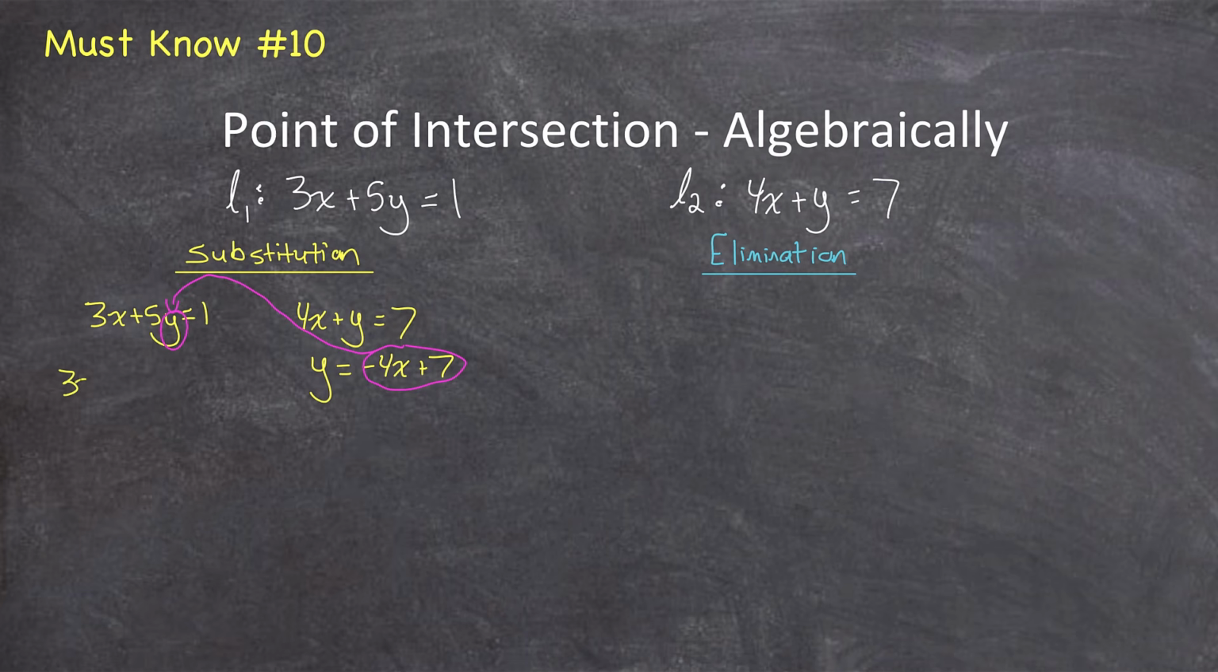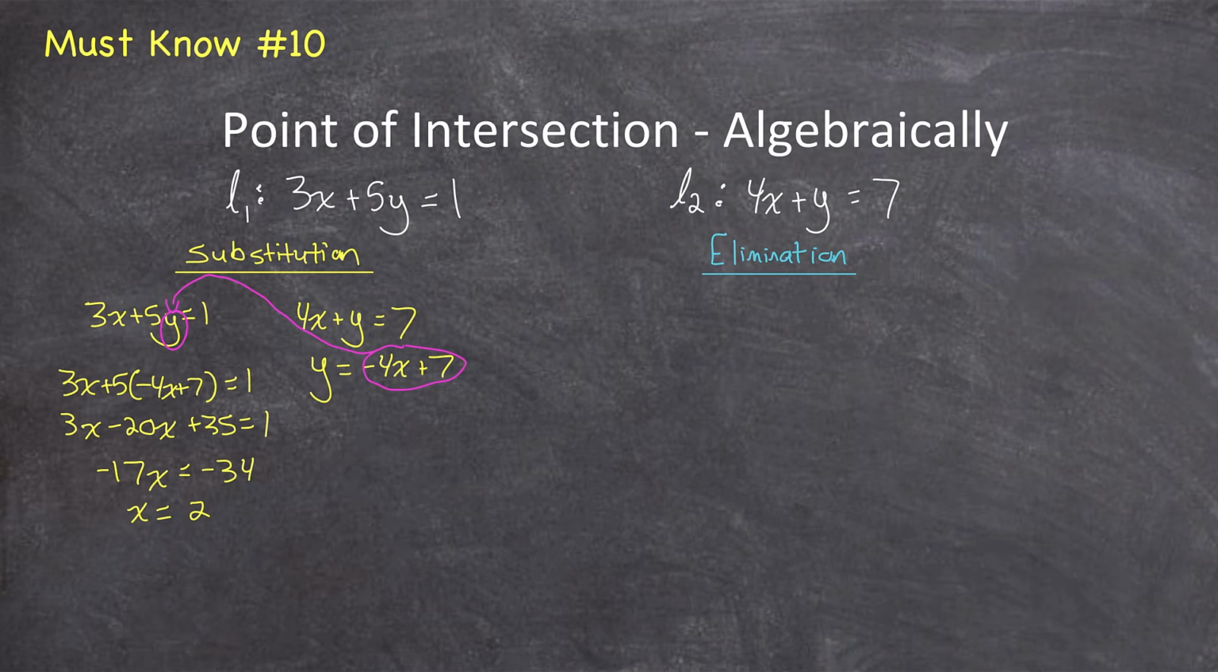That would give me 3x plus 5 times y, which I know is equal to negative 4x plus 7, equal to 1. So I've made their y coordinates be equal, and now I'm going to solve for what value of x allows that to be true. I can distribute the 5 to both terms. 3x minus 20x plus 35 equals 1. I have negative 17x equals negative 34. Divide by negative 17, I figure out x equals 2.